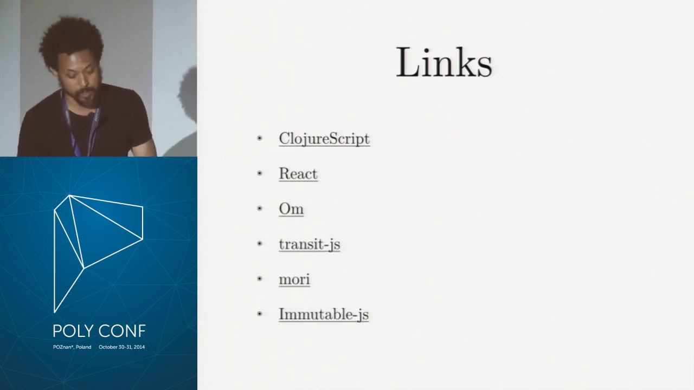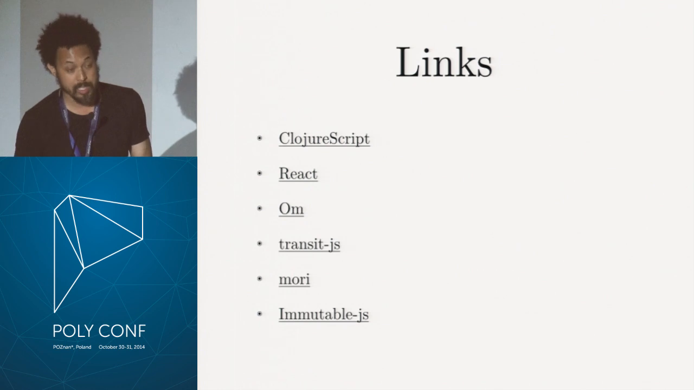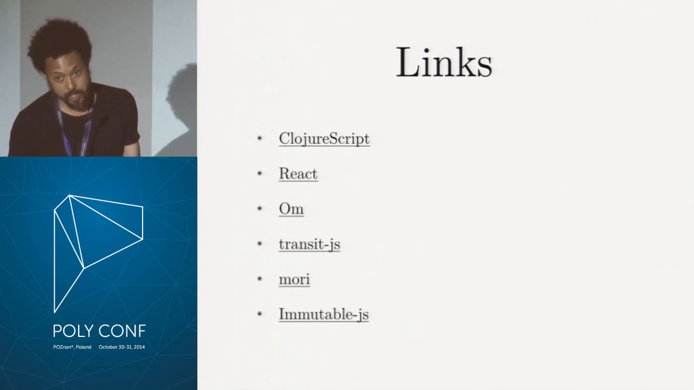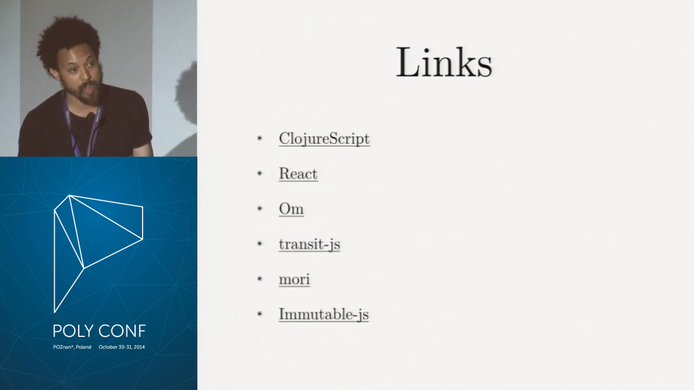But definitely, I recommend checking out ClojureScript. Definitely looking at React if you've not looked at it before. Looking at Ohm, even if you never planned on using it. I think there are lots of interesting things to think about that it demonstrates. Transit.js: if you're starting to think that we want more data structures and we want a way to get them efficiently to the client, Transit.js is something that we wrote to solve that problem.